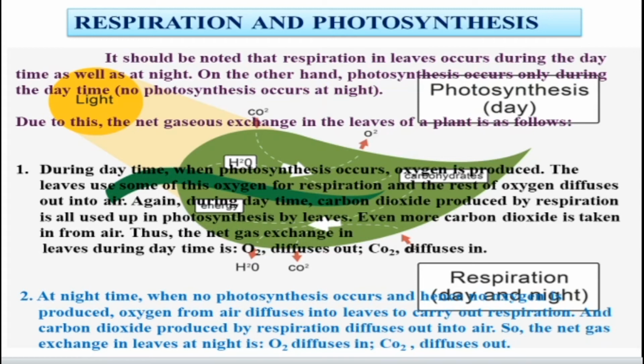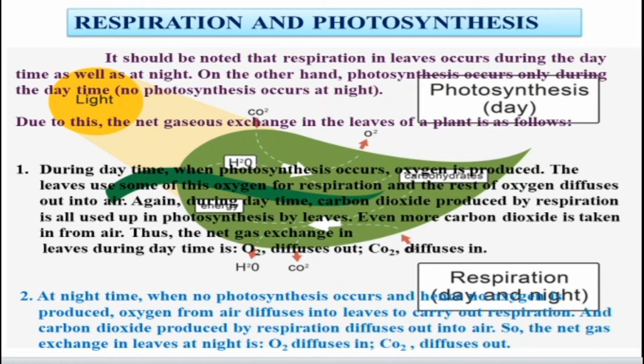Again during daytime, the carbon dioxide produced by respiration is also used up in photosynthesis by leaves. It is a give and take policy, that means give one, take one. During respiration, the plant absorbs oxygen and releases carbon dioxide. That carbon dioxide is reused by the plant for photosynthesis. Even more carbon dioxide is taken in from air. Thus, the net gas exchange in leaves during daytime is oxygen diffuses out, CO2 diffuses in.